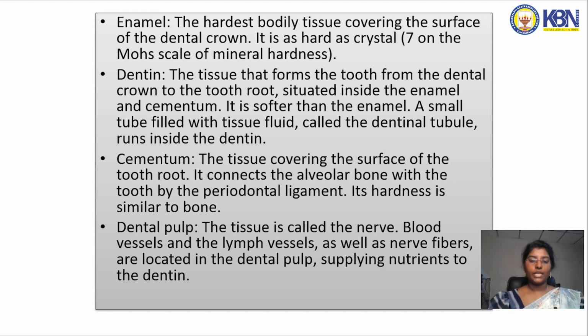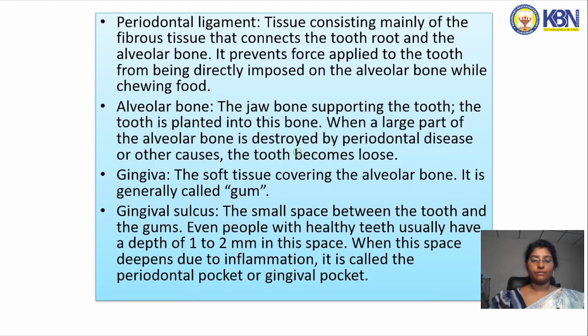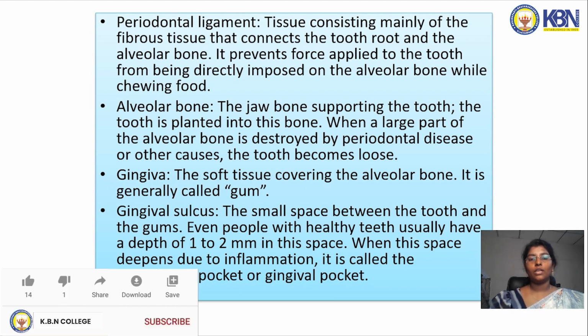Next, dental pulp. The tissue is called the nerve. Blood vessels and lymph vessels as well as nerve fibers are located in the dental pulp, supplying nutrients to the dentin. Next, periodontal ligament. Tissue consisting mainly of the fibrous tissue that connects the tooth root and the alveolar bone. It prevents force applied to the tooth from being directly imposed on the alveolar bone while chewing food.